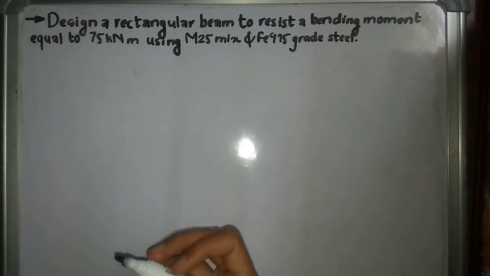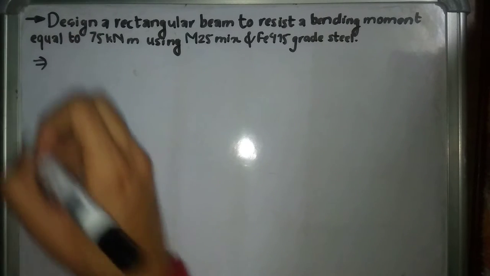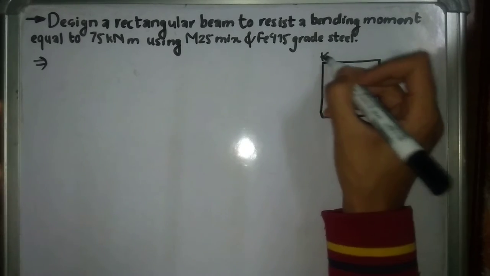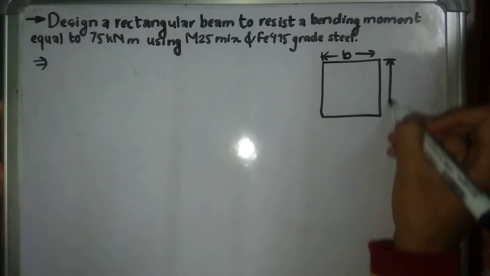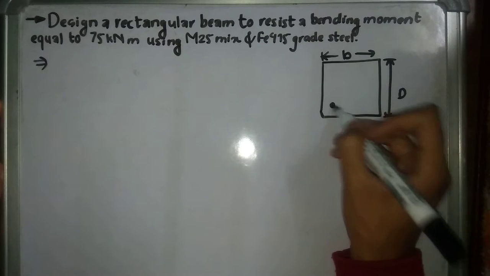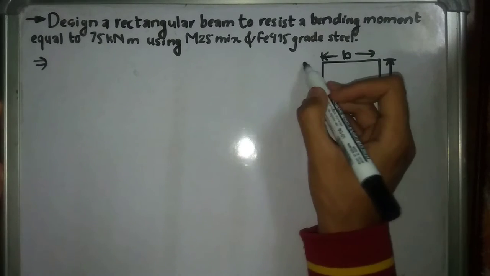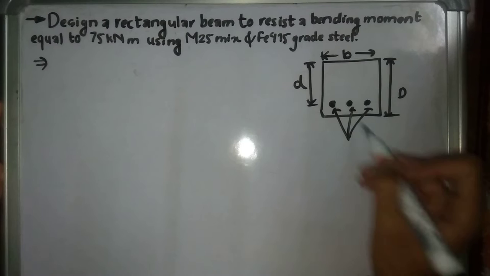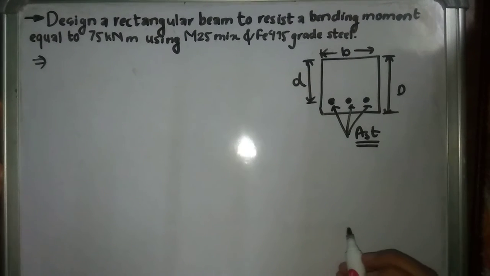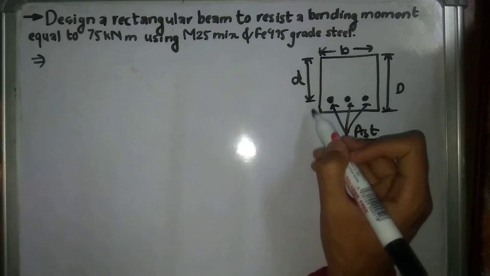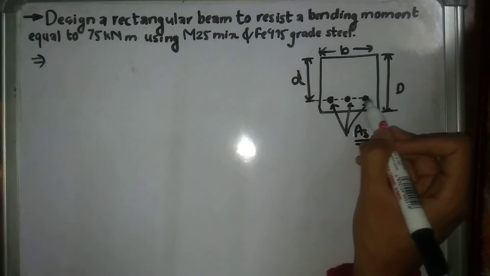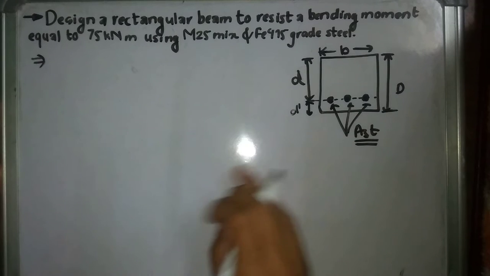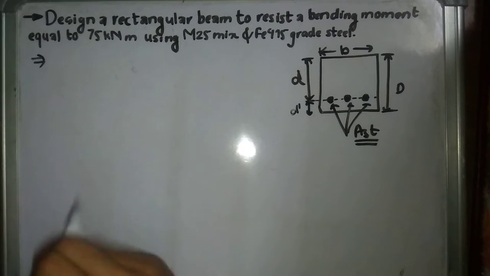First and foremost, while designing our rectangular beam, we're going to find out B, which is the breadth of the beam. We're going to find the overall depth, which is D, and the area of steel. So we're going to find the number of bars and the diameter of bars which we're going to use. This is going to be our effective depth, which is till the center of the reinforcement, and this is my clear cover, which is denoted by d dash. So we're going to find out all these values in order to design a rectangular beam.